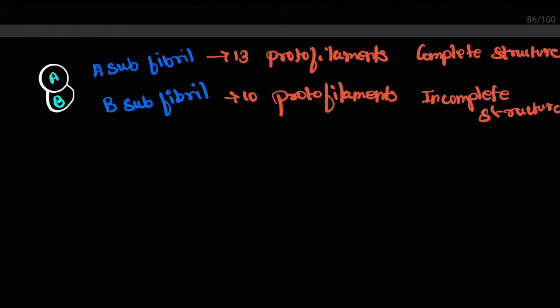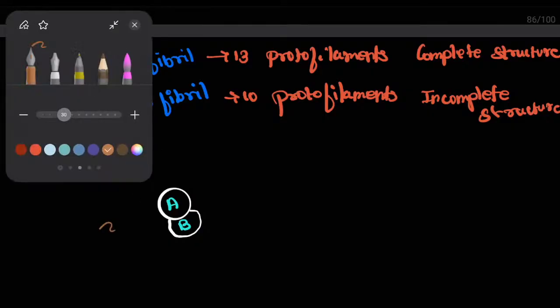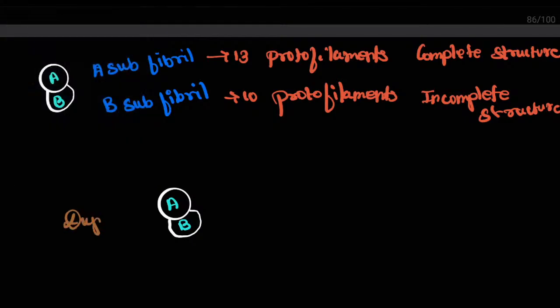So now let's say that you have this A, then you have this B, and then B and A. Now what will happen is there will be this one doublet. What is this? This is one doublet. In the same way, there will be another doublet, which is your B, and then this is your A.